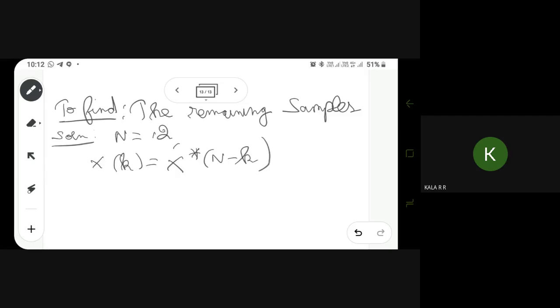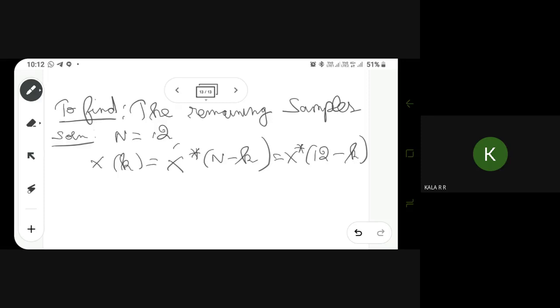Here the star represents nothing but your conjugate. Okay, you have to take the conjugate. So I'm explaining with this example. So now you apply your N value. So it will be x star of 12 minus k.